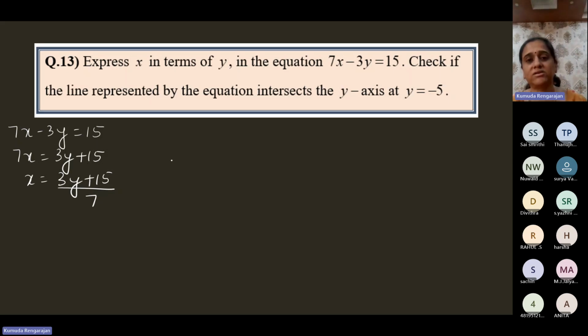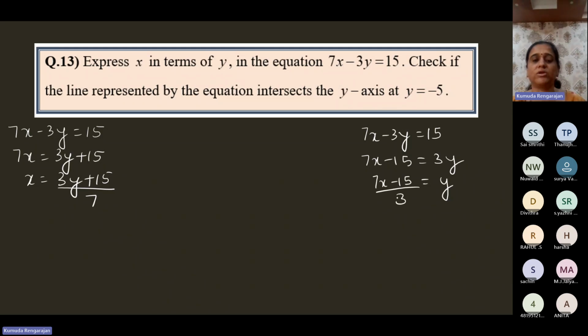Supposing we have to write y in terms of x, then it will be like this. 7x minus 3y is equal to 15. So take the x to the other side. Or you can do it like this also: 7x minus 15 is equal to 3y, because it's minus 3y and we want it positive. So y is equal to (7x minus 15) divided by 3. This is y in terms of x.